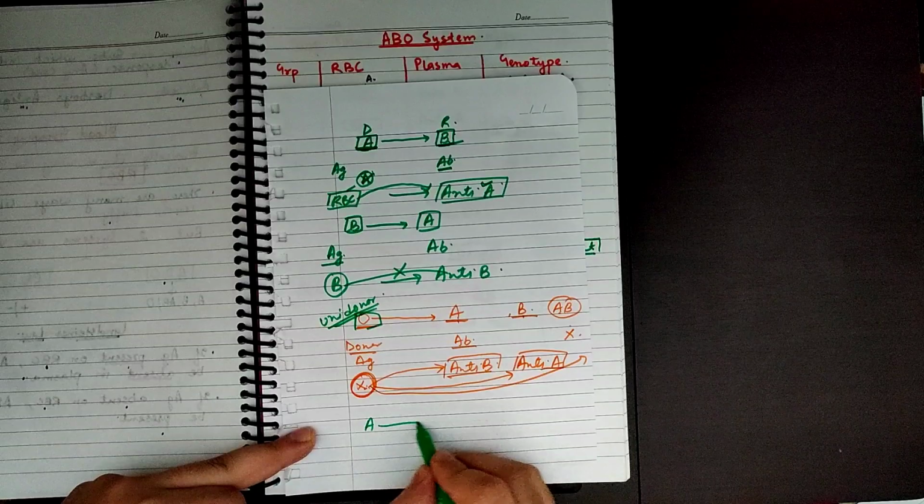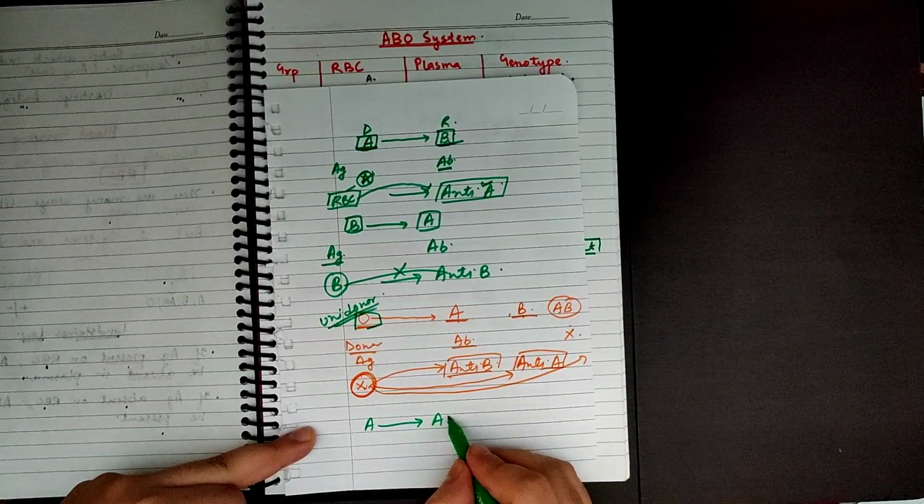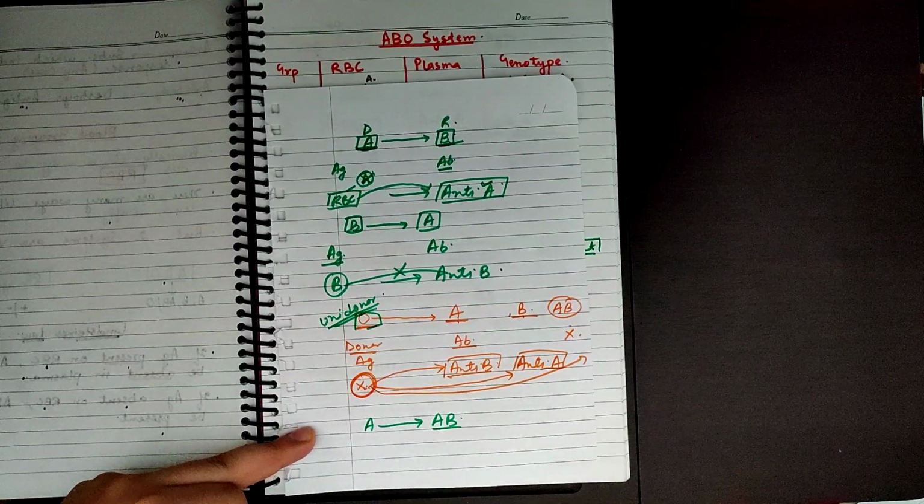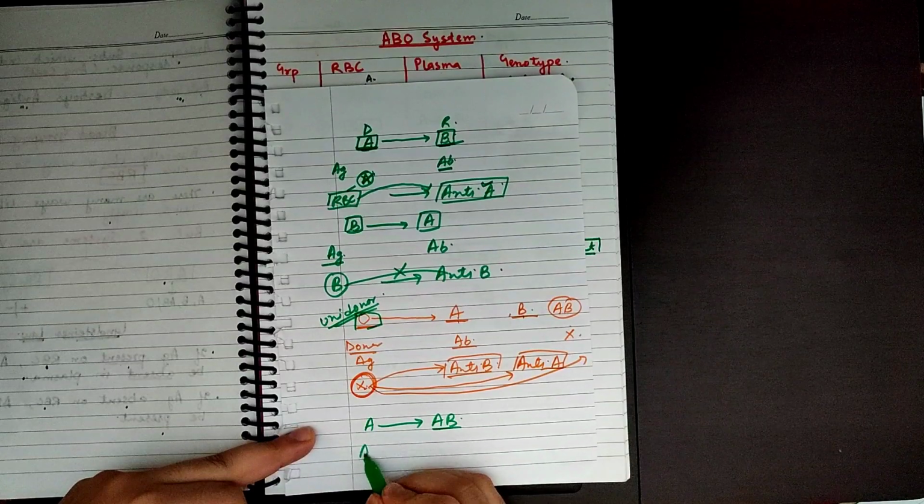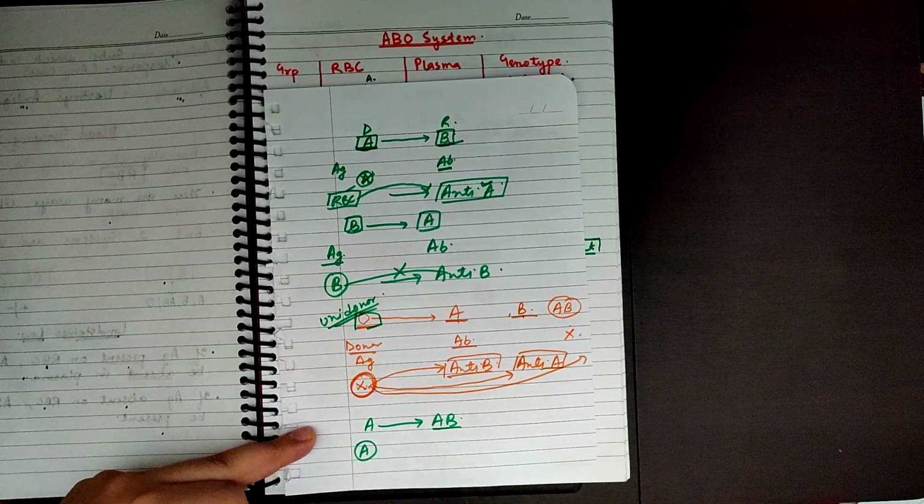Can a person with blood group A donate blood to AB? Here there will be antigen A because this is the donor, and here there will be no antibody. So of course we can give this blood.